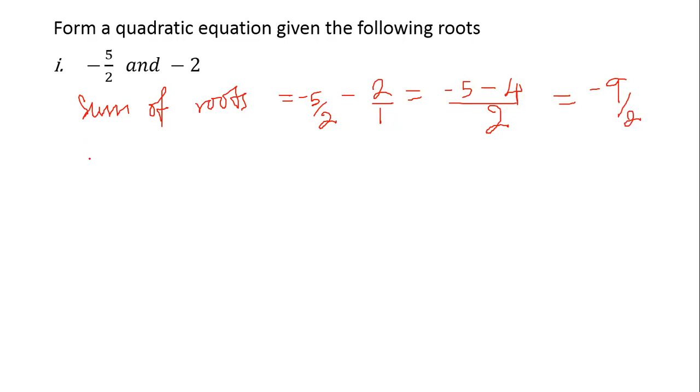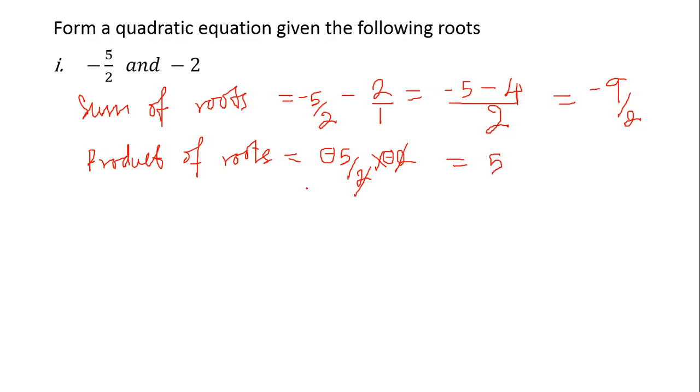Then we go to the product. So the product of roots is going to be equal to -5/2 times -2. So the 2s will cancel. The negative times the negative will give us positive. So this will be 5.